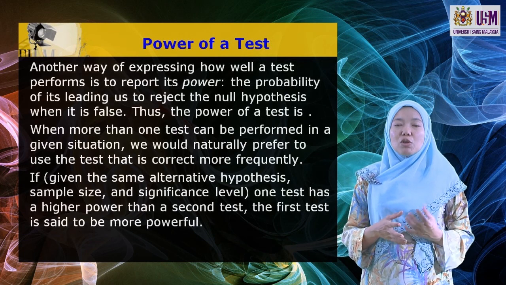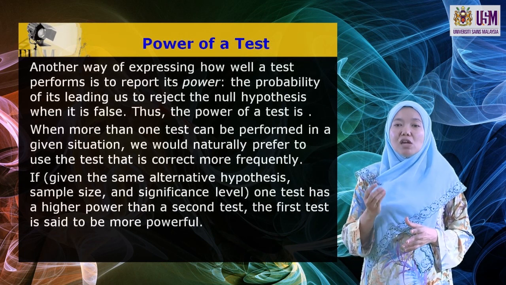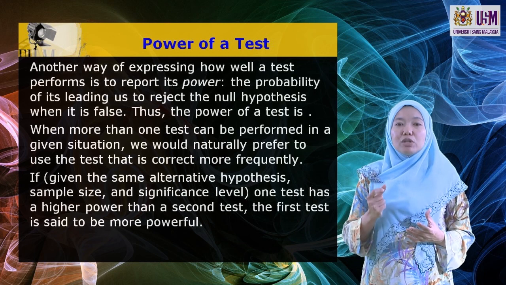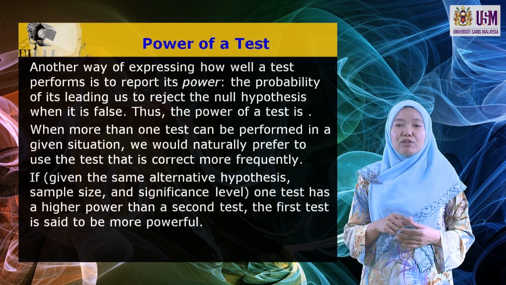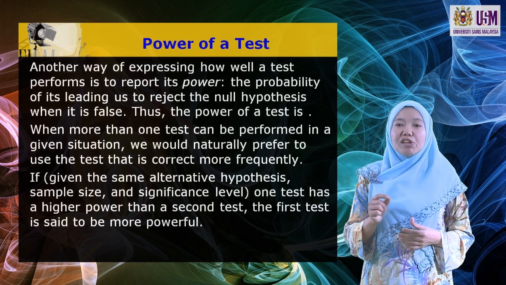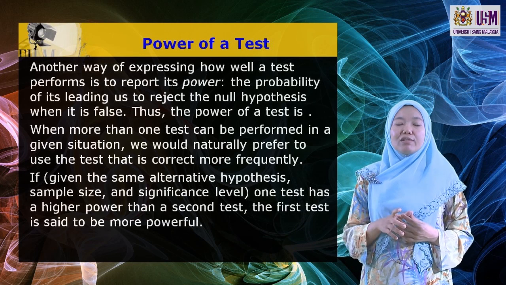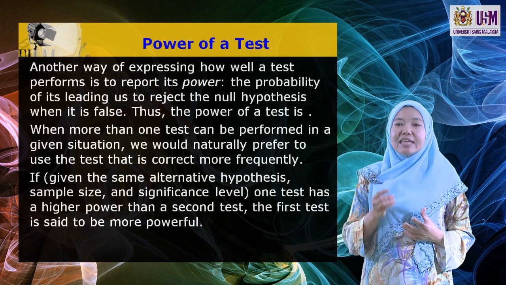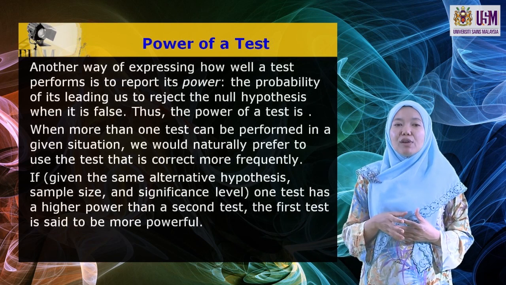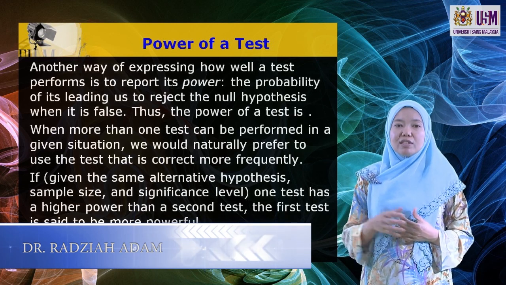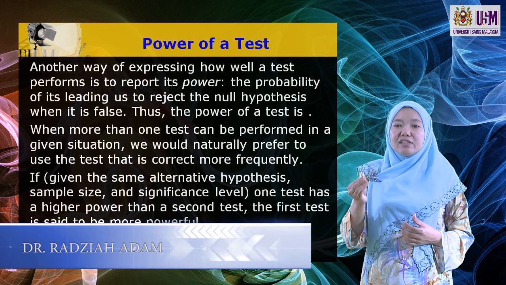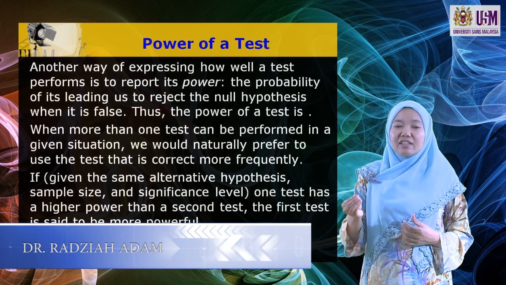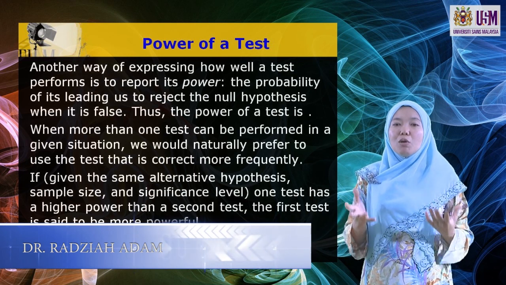Another thing that you need to know when we discuss hypothesis tests is about the power of a test. Another way of expressing how well a test performs is to report its power. The power of a test refers to the probability of it leading us to reject the null hypothesis when it is false. When more than one test can be performed in a given situation, we would naturally prefer to use the test that is correct more frequently. So if, given the same alternative hypothesis, sample size and significance level, one test has a higher power than a second test, the first test is said to be more powerful.